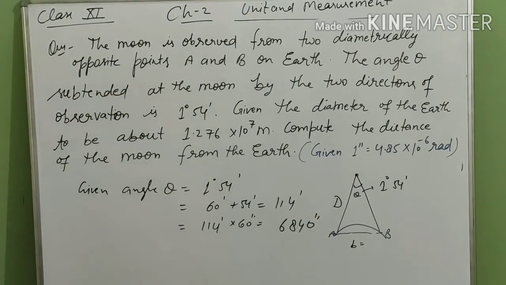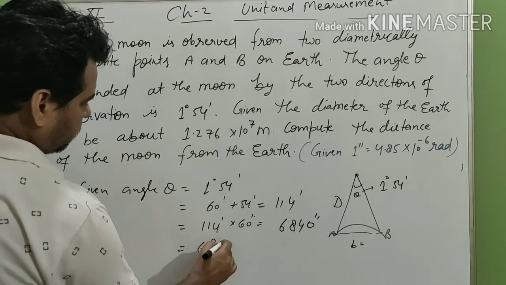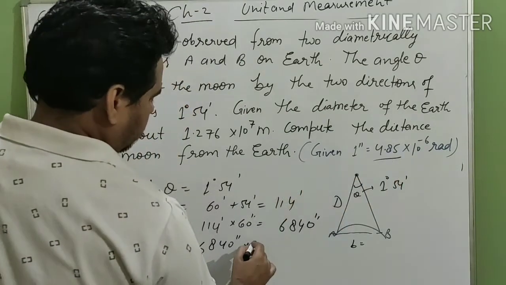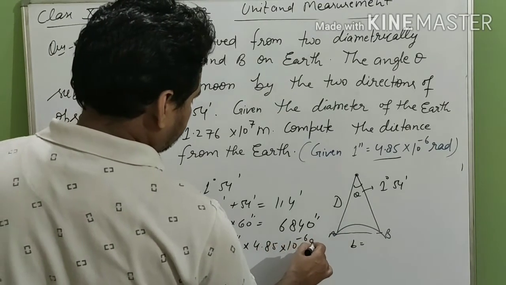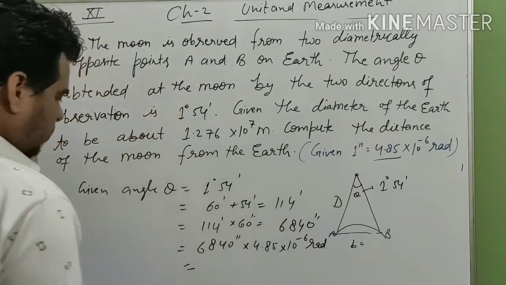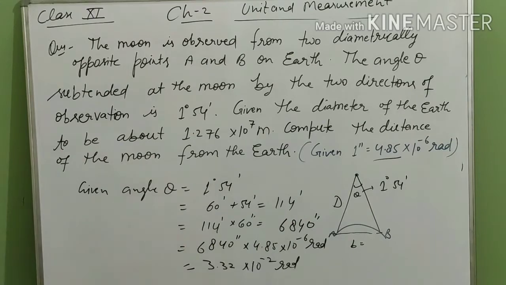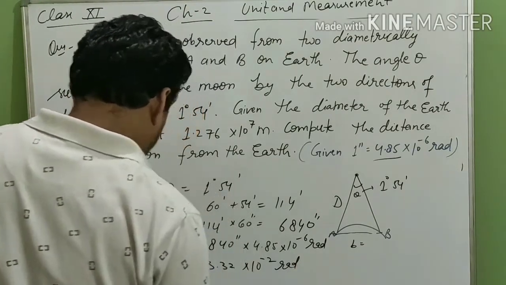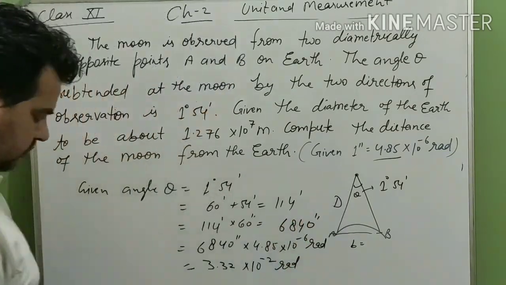Now you have to convert this 6840 seconds into radians, and 1 second is equal to 4.85 into 10^-6 radian. Solve this value. How much is it in radians? It is 3.32 into 10^-2 radian. So this is the value of the angle in radians.